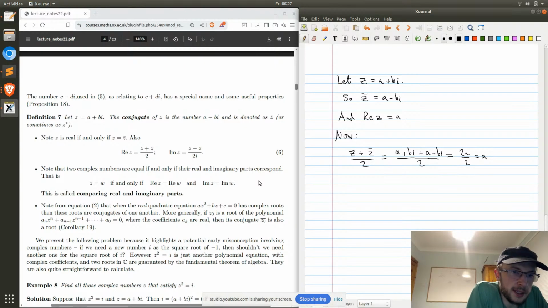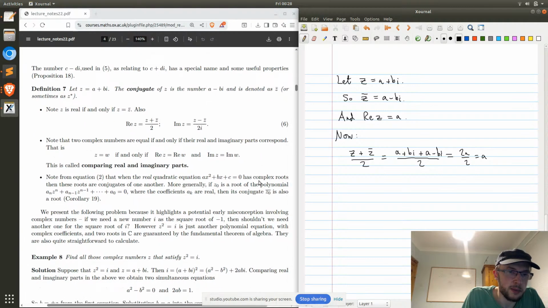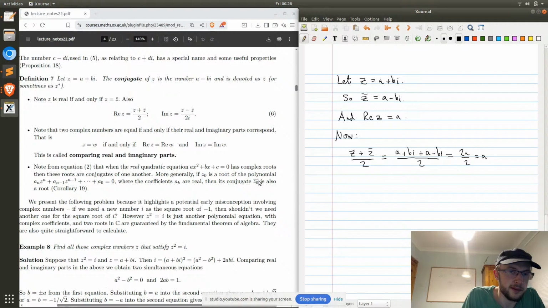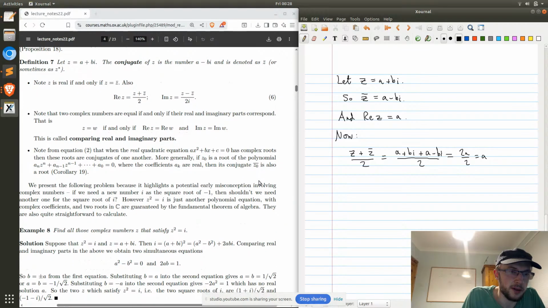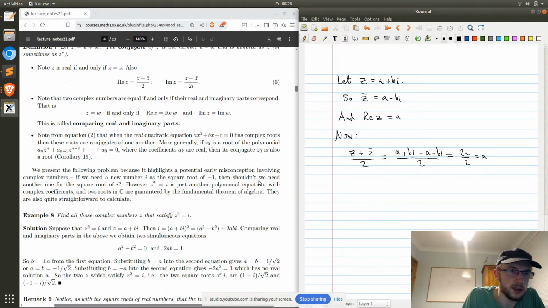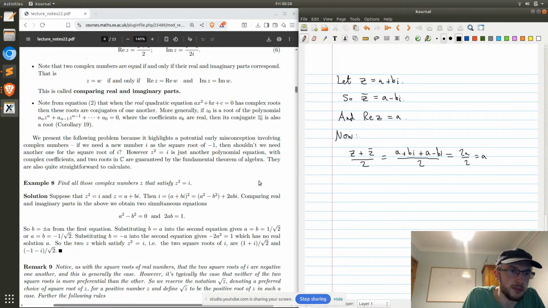Note that two complex numbers are equal if and only if their real and imaginary parts correspond. That is, z is equal to w if and only if the real part of z is equal to the real part of w, and the imaginary part of z is equal to the imaginary part of w. This is called comparing real and imaginary parts.